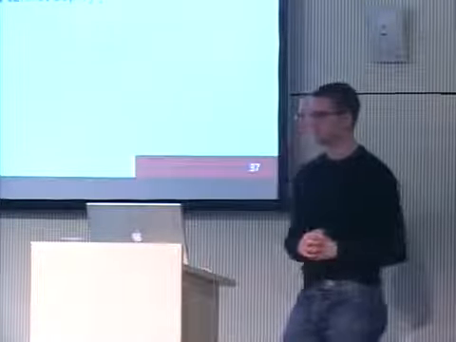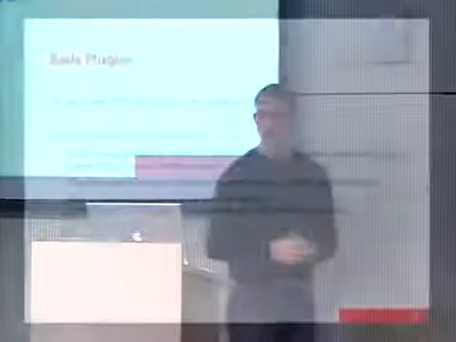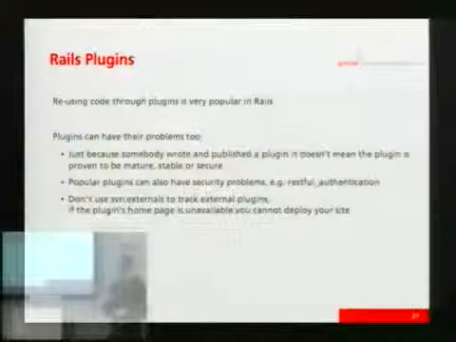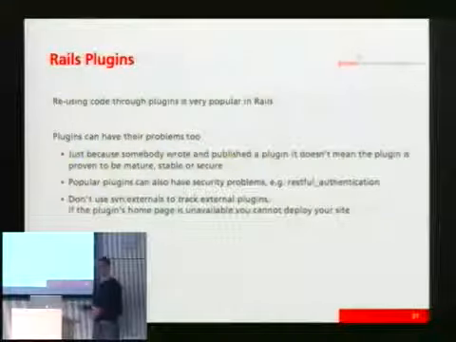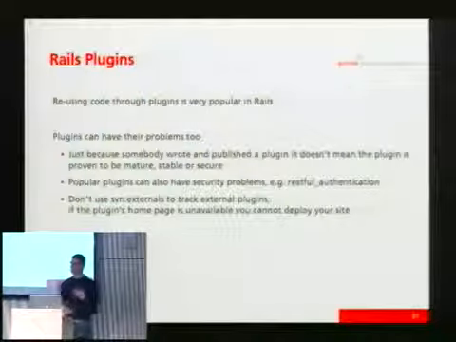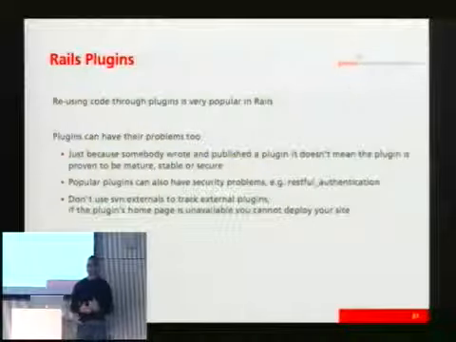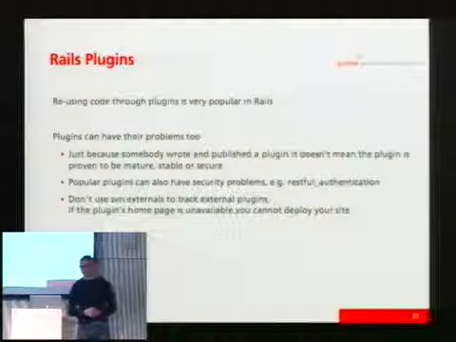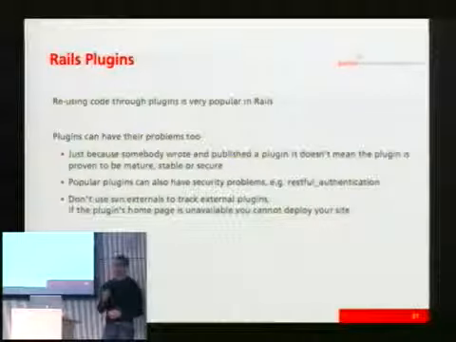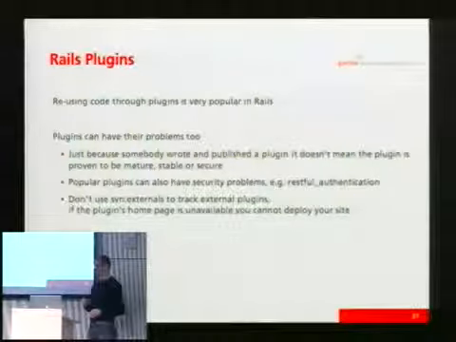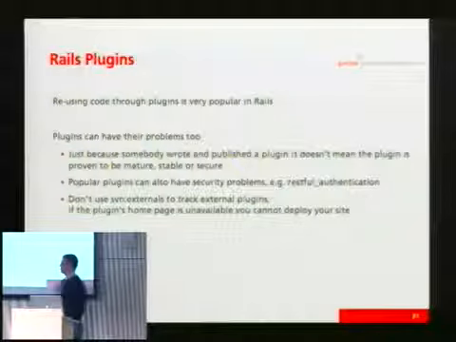The next thing that is also very popular but kind of problematic are Rails plugins. Plugins are very popular in Rails space because it's very easy to add functionality to your code, just include them and it's working. But the problem with it is that people often forget that just because a plugin is out there doesn't mean that it's secure, it's proven, it's stable, it's mature, and so on. So even very popular plugins like RESTful Authentication, maybe the most popular authentication plugin, are vulnerable.